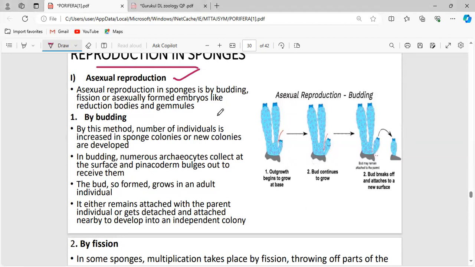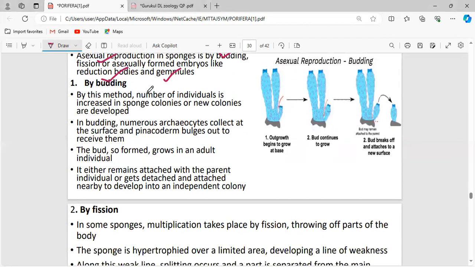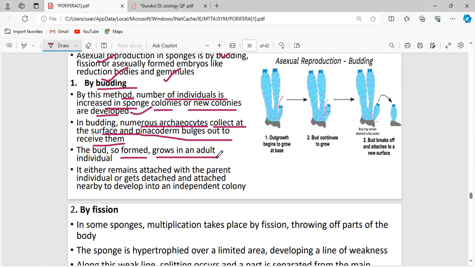The types we have seen in asexual reproduction are budding, fission, and reduction bodies, gemmules. The first one is budding. In this method, the number of individuals is increased in sponge colonies, or new colonies are developed. How is it developed? Numerous archaeocytes collect at the surface and the pinacoderm bulges out to receive them. The bud so formed grows into an adult individual. It either remains attached to the parent individual or gets detached and attaches nearby to develop into an independent colony.